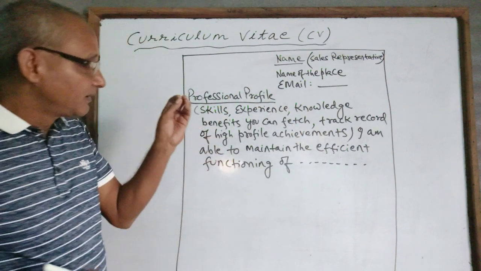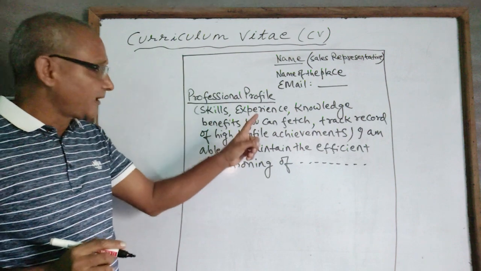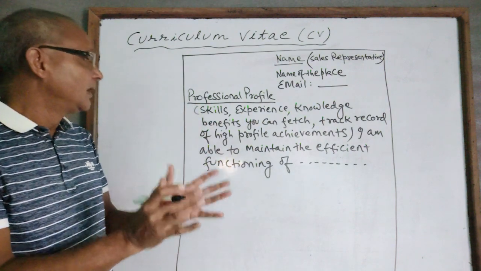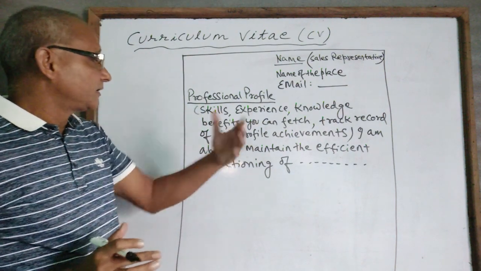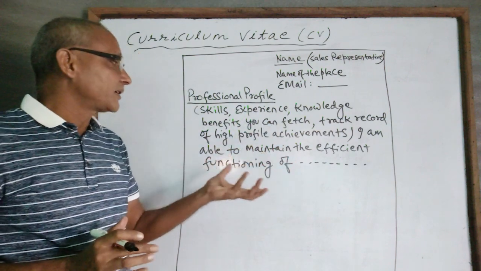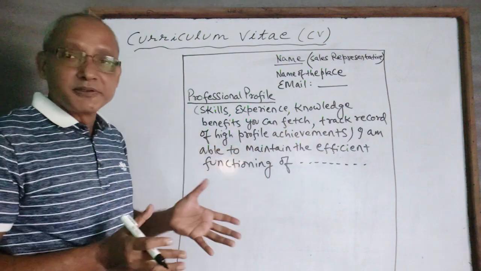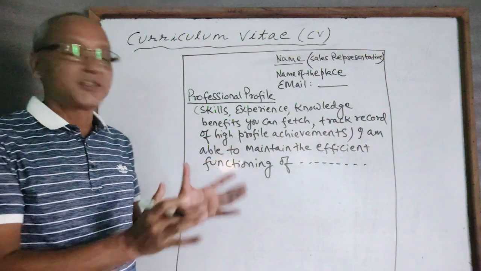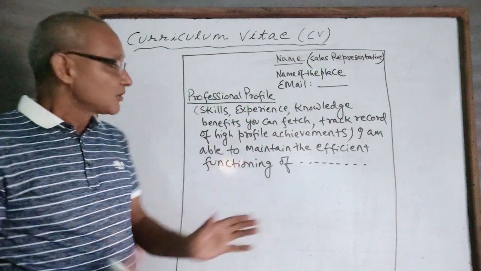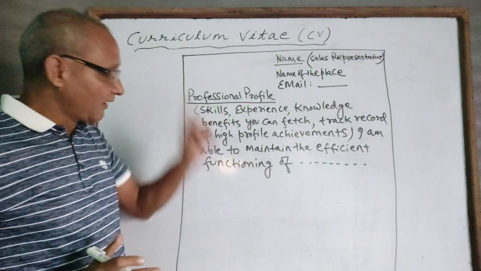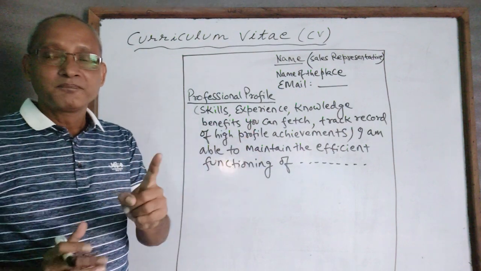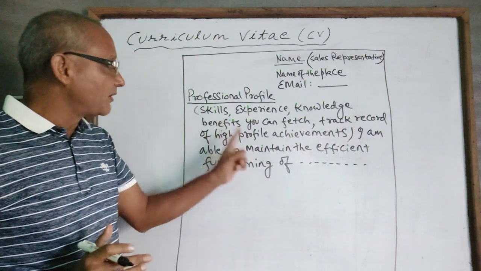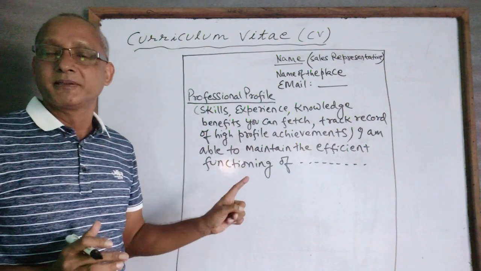Now to summarize, let's be very clear that in the professional profile, you need to show what experience you have, what knowledge you have, what skills you have with you, what benefits you can bring for the company, and you could also have a proven track record of the high profile achievements that you have been able to fetch till now. And finally, in your concluding sentence, you can say, I am able to maintain the efficient functioning of the responsibilities given to me. If you could write this much in a professional profile, this will be the first benchmark for the recruiter to know who you actually are. So this is the most important point in a CV, your professional profile.